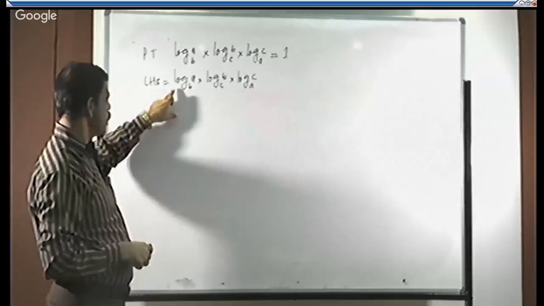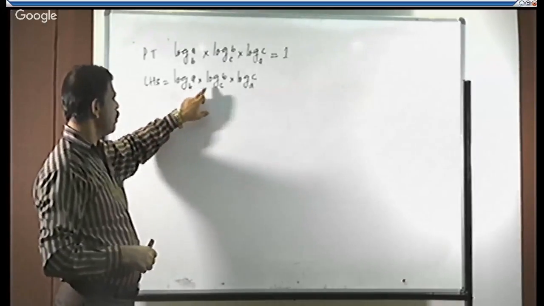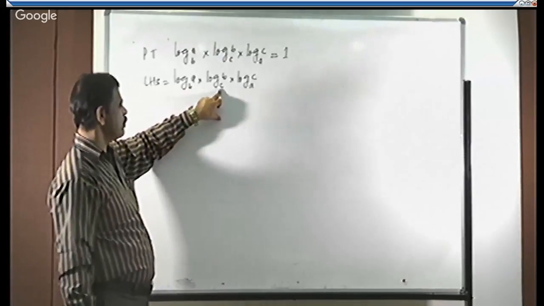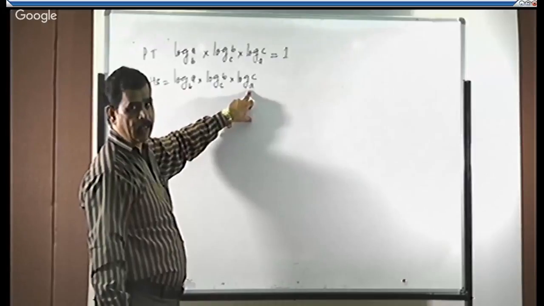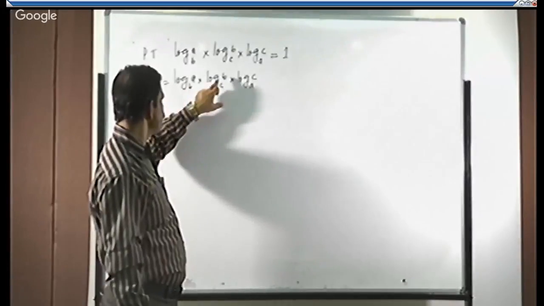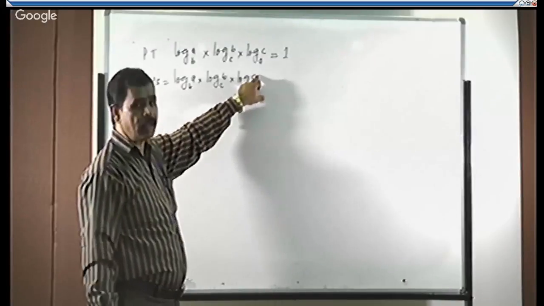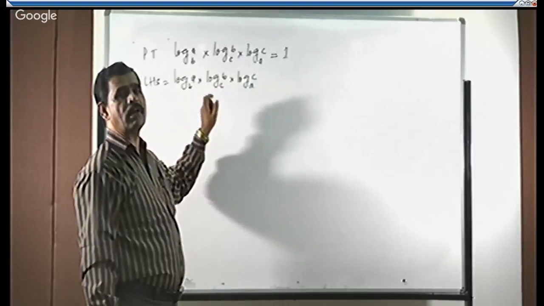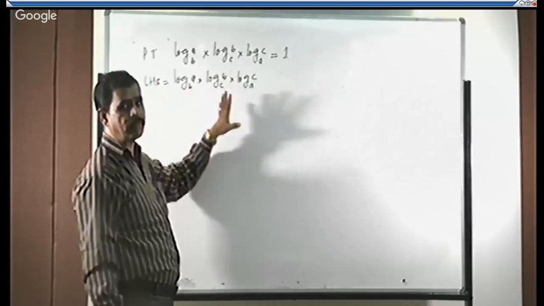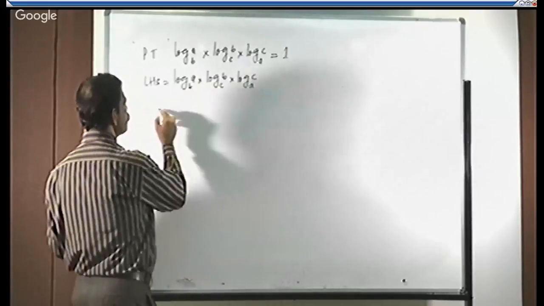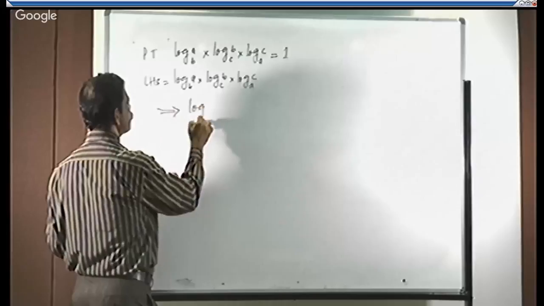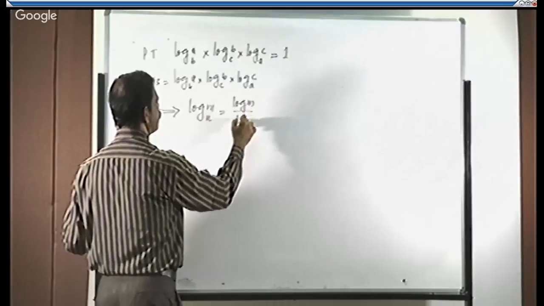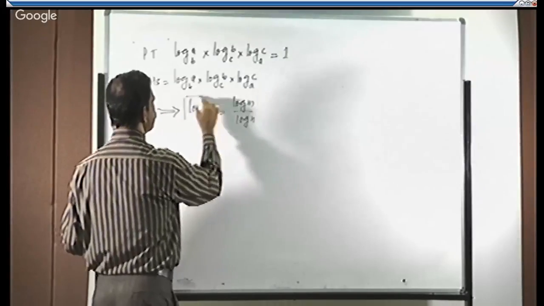You see, all the terms have different bases. The first term has base b, the second term has base c, the third term has base a. And the base of one term becomes the number in the other term. So if this is the case, use the law of change of base. Log m to the base n is equal to what? Log m divided by log n. We should use this law.